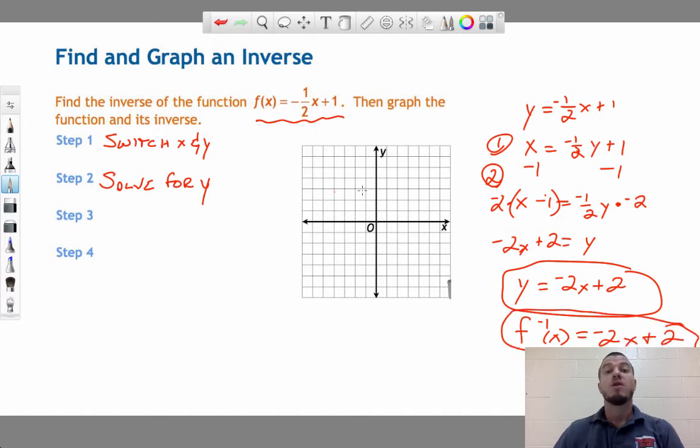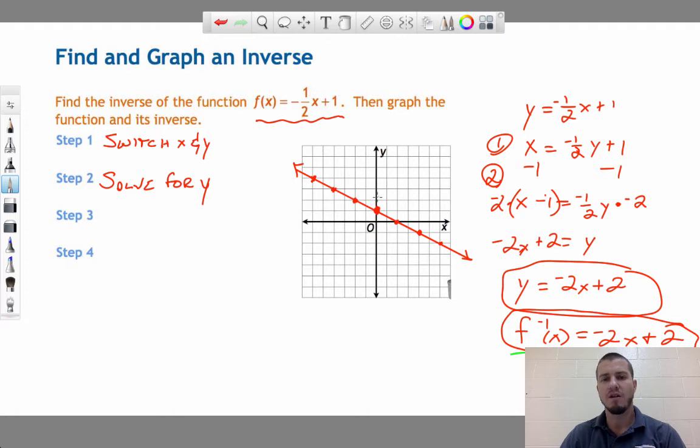So to graph this, I'm going to graph the f of x function in red, and I'll have my y-intercept at 1. My slope is down 1, right 2, up 1, left 2. Double check it is a negative slope and draw my line. And I'll draw my f inverse in green.